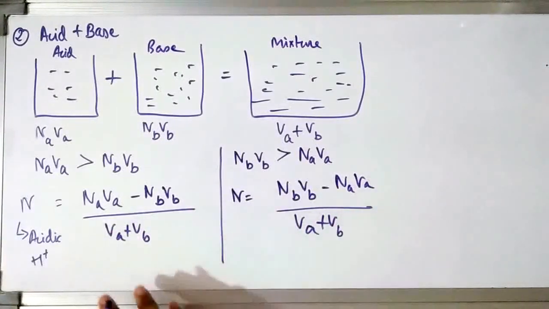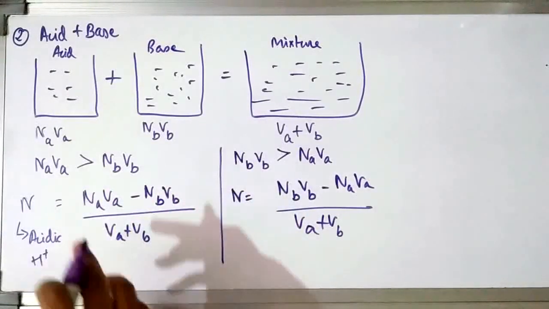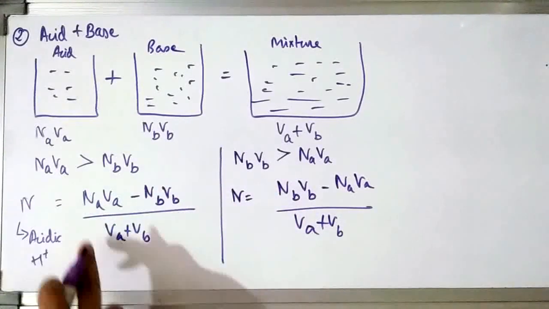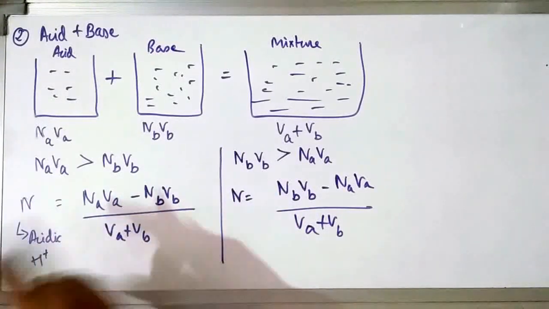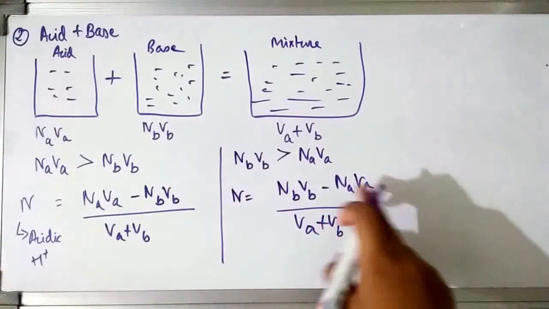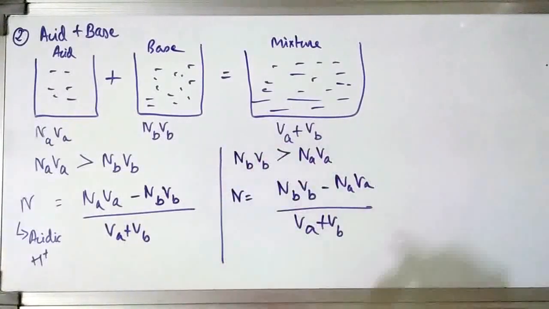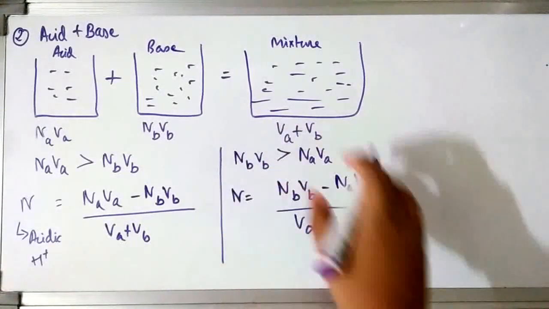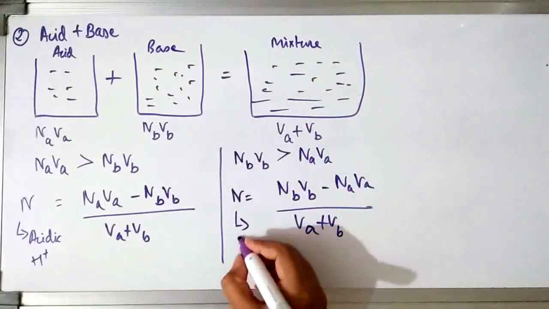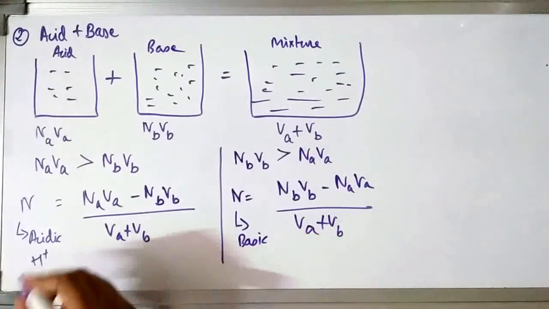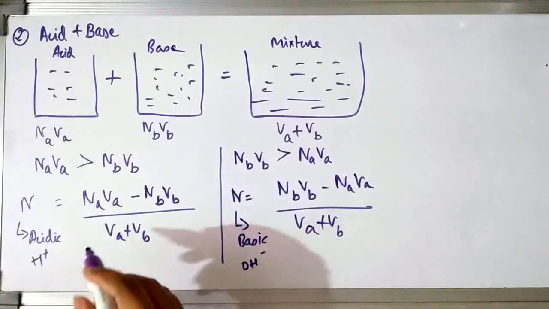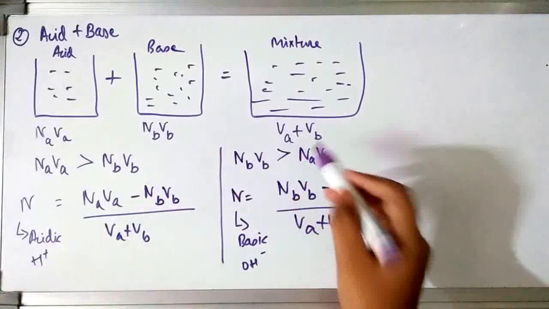So in both cases, whichever has more gram equivalents, we write it first and subtract the lesser one from it. Here the acid was more, so we wrote acid first and subtracted the gram equivalents of base from acid. In this case, the base was more, so we subtracted the gram equivalents of acid from those of base. Since the gram equivalents of base are more than those of acid, your mixture will be basic, and instead of producing H plus, it will produce more OH minus ions. So that is for the cases of more gram equivalents of acid and more gram equivalents of base.